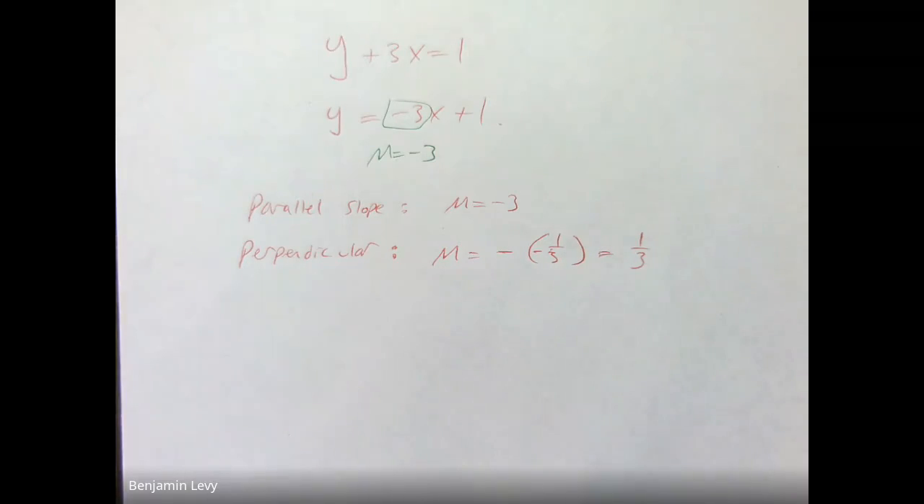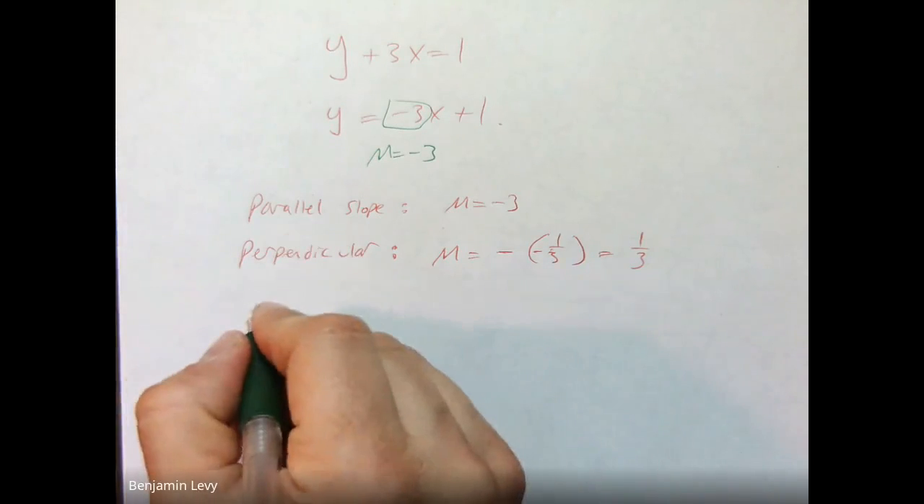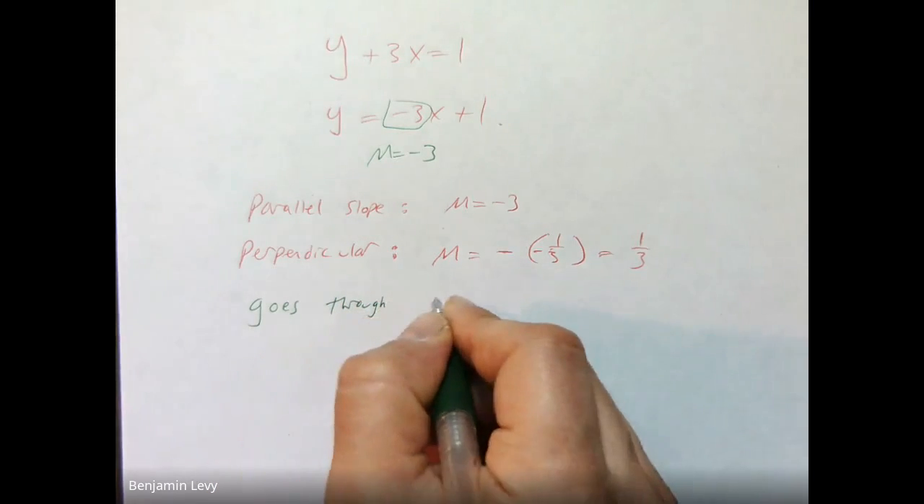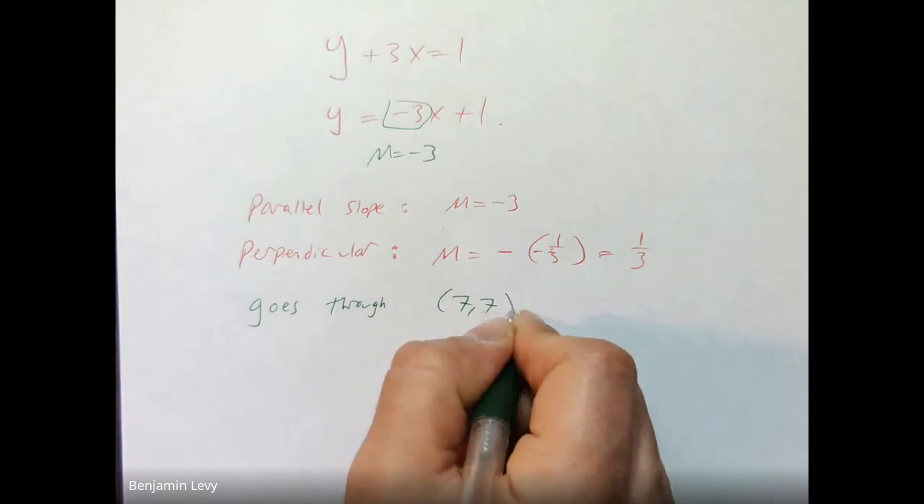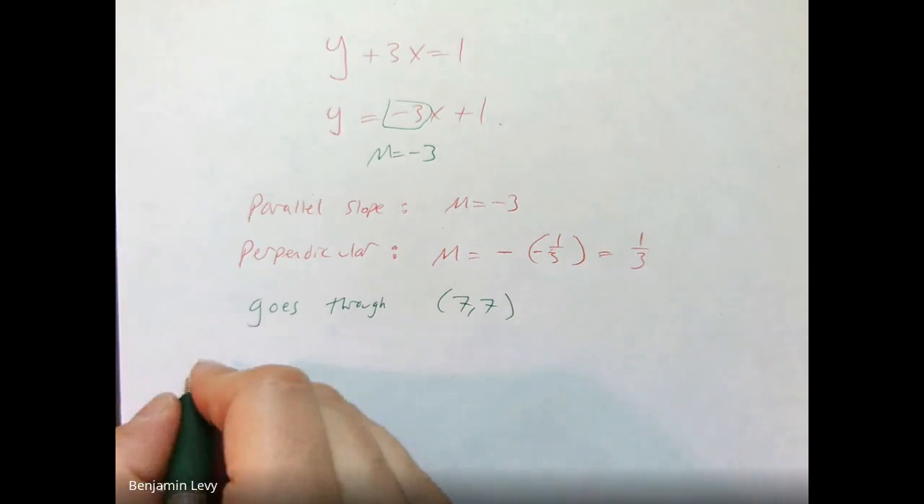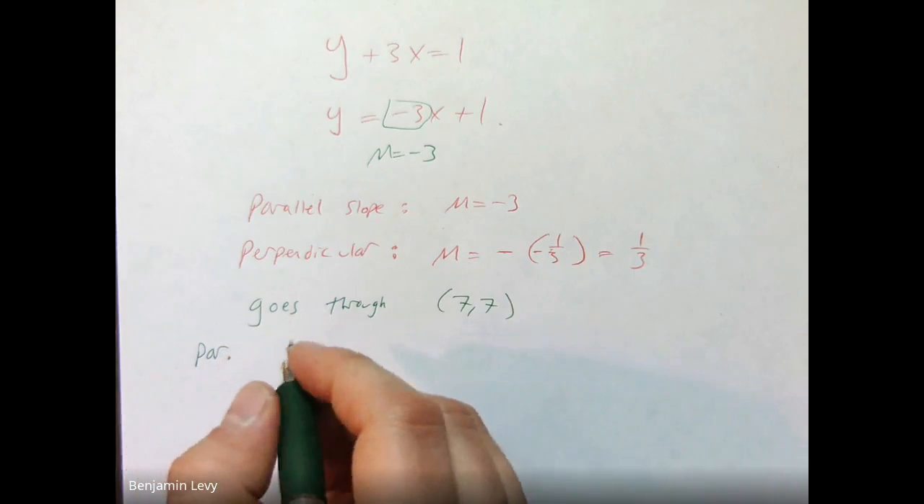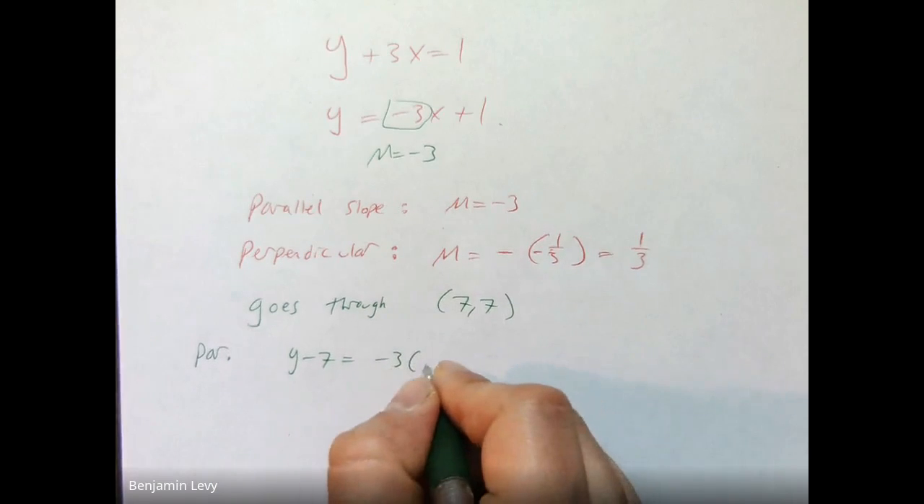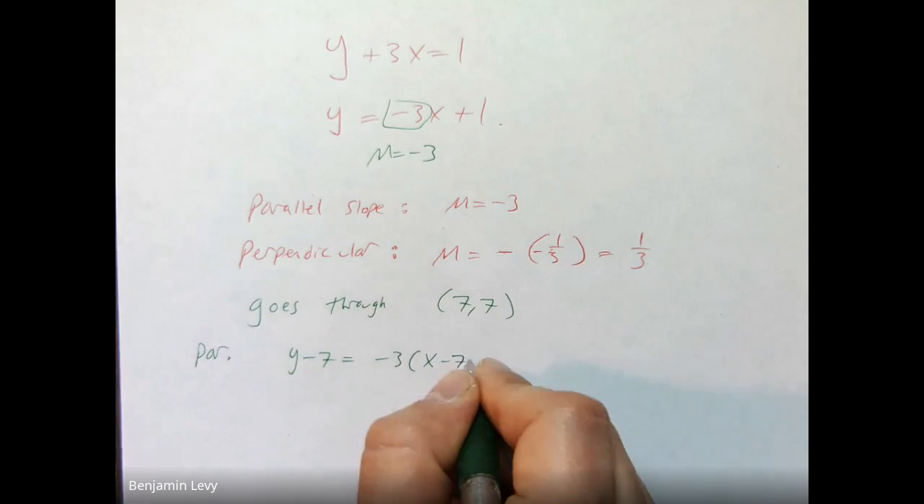And then you're right, you could just use the point slope line if you wanted to get the equation. But notice how they want you to enter it. They want you to enter it in mx plus b form. So you could write down the point slope form. The one that I pulled up says it wants you to go through the point 7, 7. And so parallel would be y minus 7 equals -3 times x minus 7.